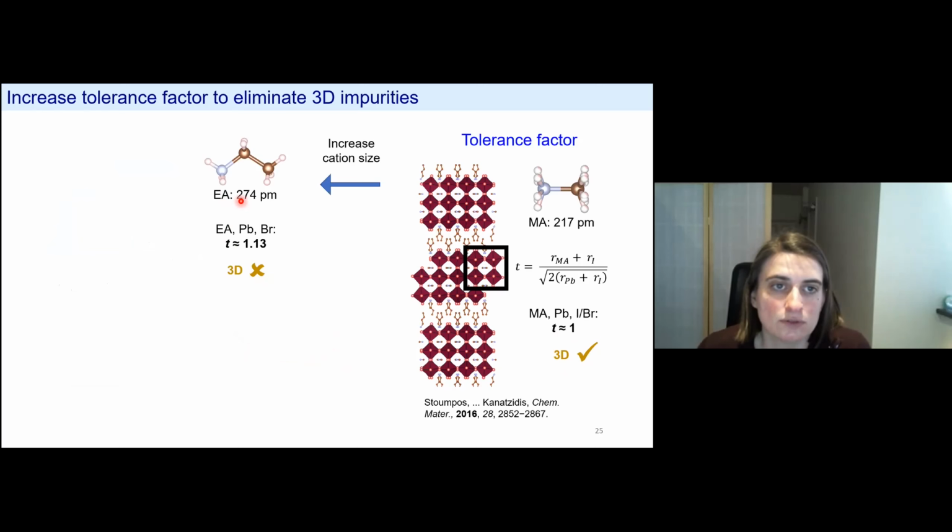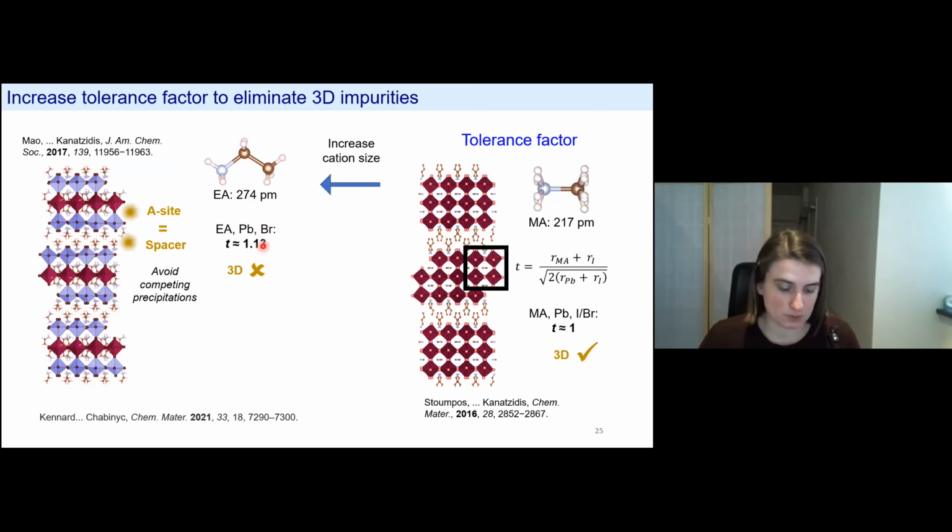And to do so, we went looking and we found this ethylammonium cation, which is large, and you combine it with bromine and you get a good tolerance factor for this purpose. So we further went looking in the literature and saw that the Kanatzidis group a few years ago had published this very interesting structure where the A site and the spacer site are both ethylammonium, which is good because of the tolerance factor, but also the A site and the spacer are the same, so we avoid competing precipitations that could further complicate growth. And using this, we did obtain phase pure films.